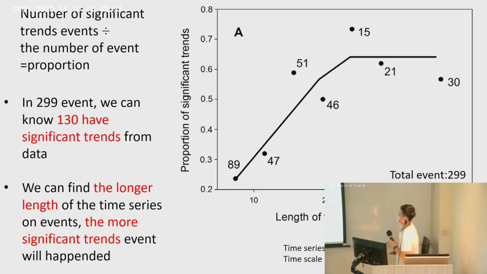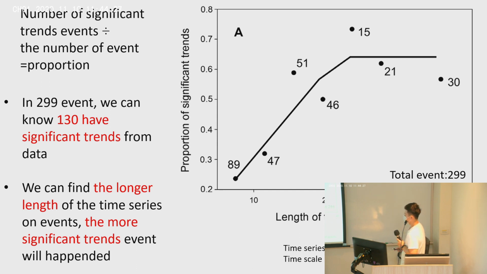Result. We use this function: the number of significant trend events divided by the number of events, these black points, and get the proportion of significant trends, and we get this figure.